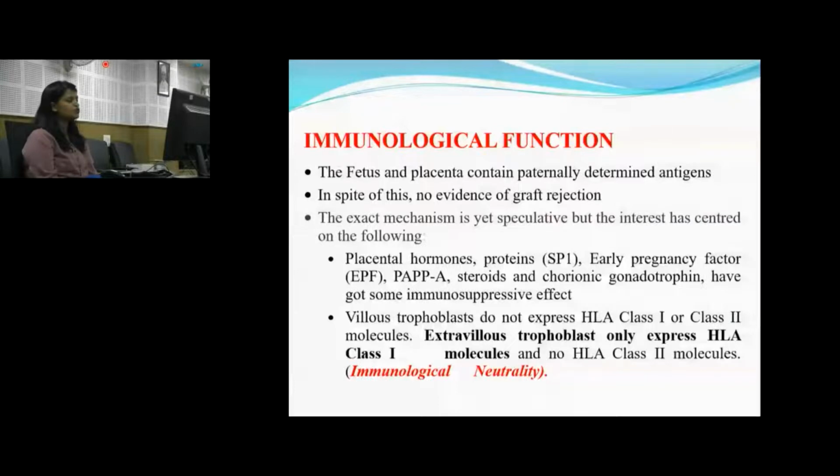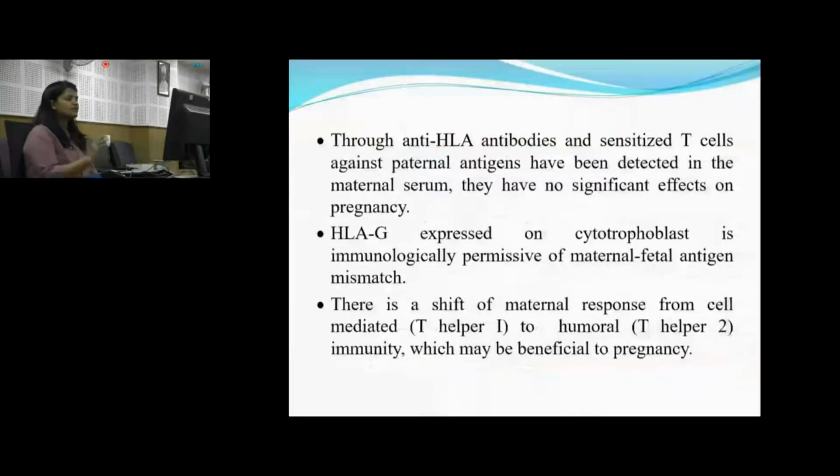Villous trophoblasts do not express HLA class 1 or class 2 molecules. Only extravillous trophoblasts express HLA class 1 molecules and no class 2 molecules. So this accounts for the immunological neutrality of the trophoblast. There is also a shift of maternal response from cell-mediated to humoral, which may be beneficial to pregnancy. And HLA-G, which is expressed on the cytotrophoblast, is immunologically permissive of the maternal-fetal antigen mismatch.